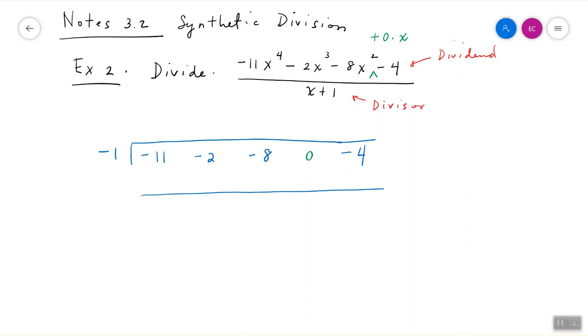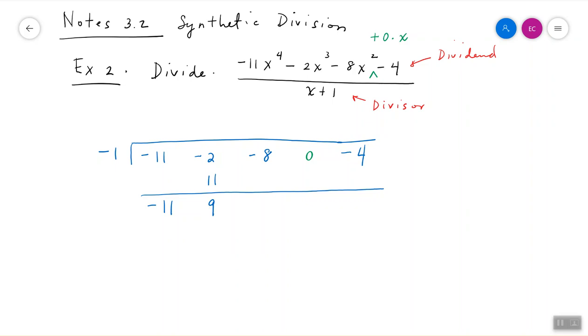And then to do the synthetic division, we just bring the negative 11 straight down, and then we multiply it by negative 1 to make positive 11. And then we add straight down. Negative 2 plus 11 is 9. And then we keep repeating this process, multiplication and then addition.